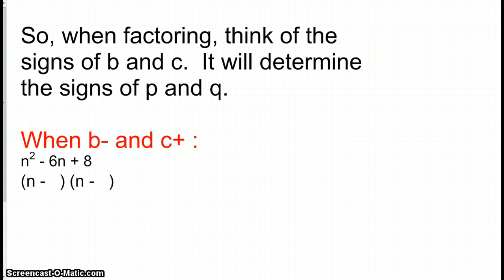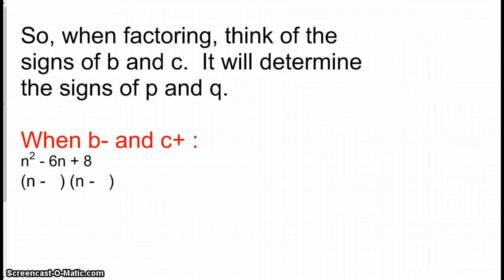So when factoring, you always have to think of the signs in b and c. That's going to determine the signs in your factors, in other words, the signs of p and q. So let's take a look at this one. When b is negative and c is positive, we need to find two numbers that multiply together to be positive 8, but they have to add together to be negative 6.